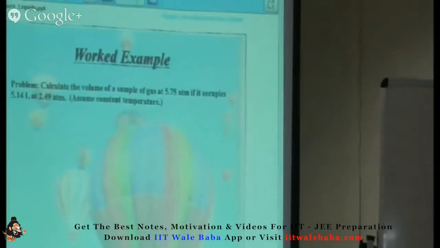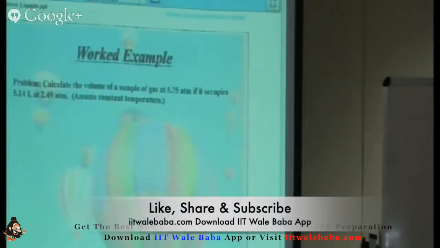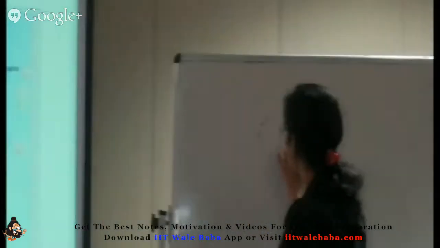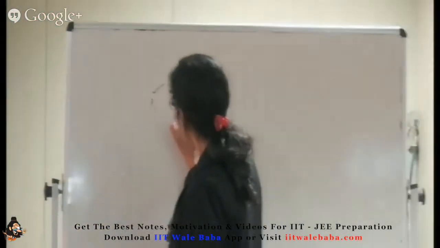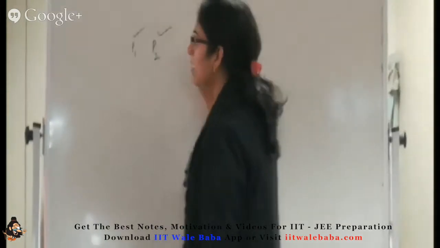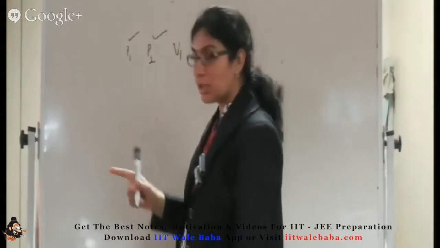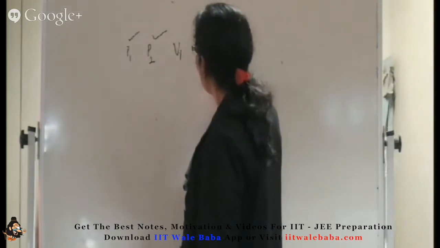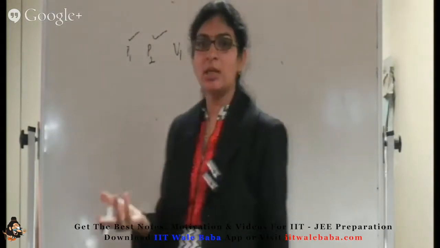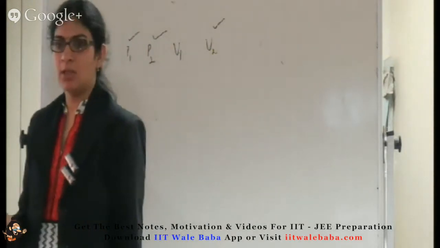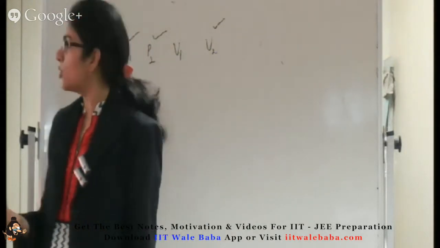It means you have been given P1, right? P1 is given to you. P2 is also given to you, right? V1 is not given to you. V2 is given to you, right? So you can use the simple relation which is P1 V1 equals P2 V2.